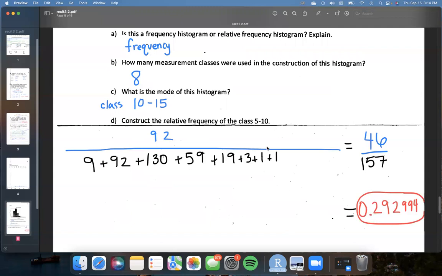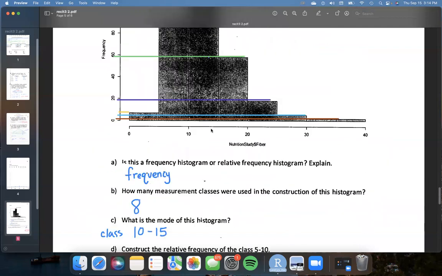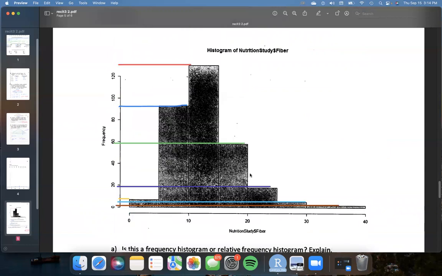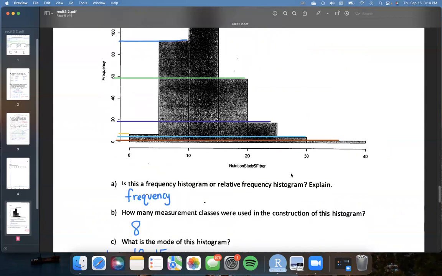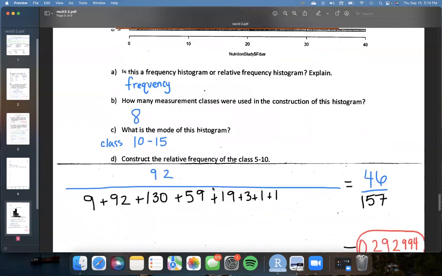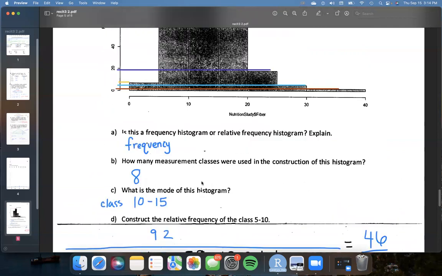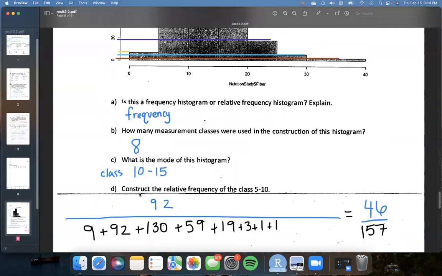So 30% of the time, if you were to grab, let's say all of our data points were in a hat, and you were to juggle the hat and pull from the hat, 30% of the time, roughly, you would get a number that falls between 5 and 10 in that bucket. So, yeah.